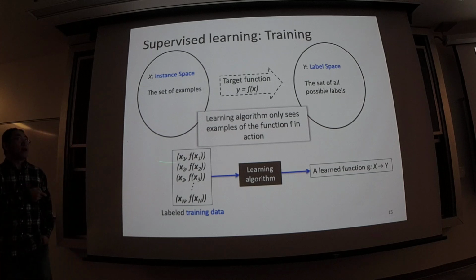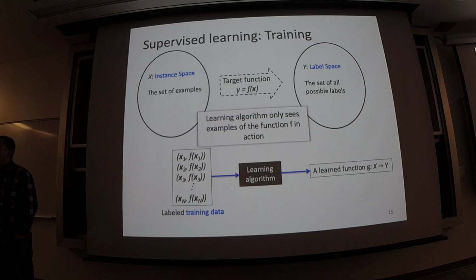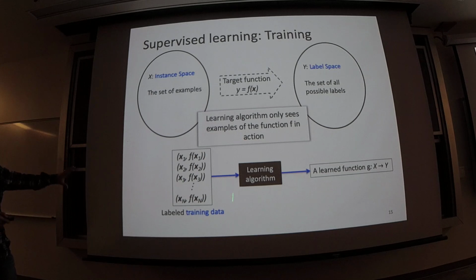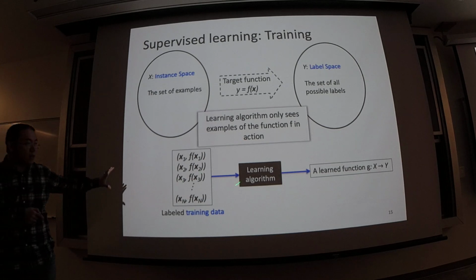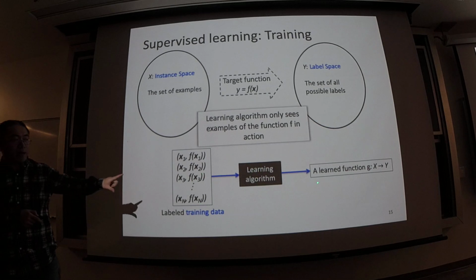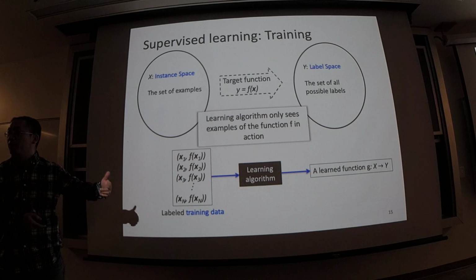So this is the setting of supervised learning. And it's also the protocol of the learning procedure. You prepare a set of labeled training data, you feed it to the learning algorithm. Our learning algorithm will return a learned function, which is essentially a mapping, right?